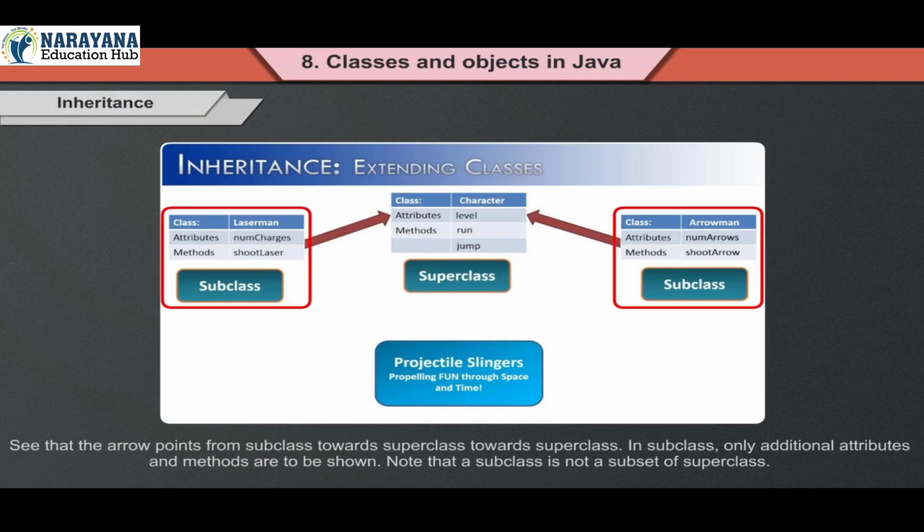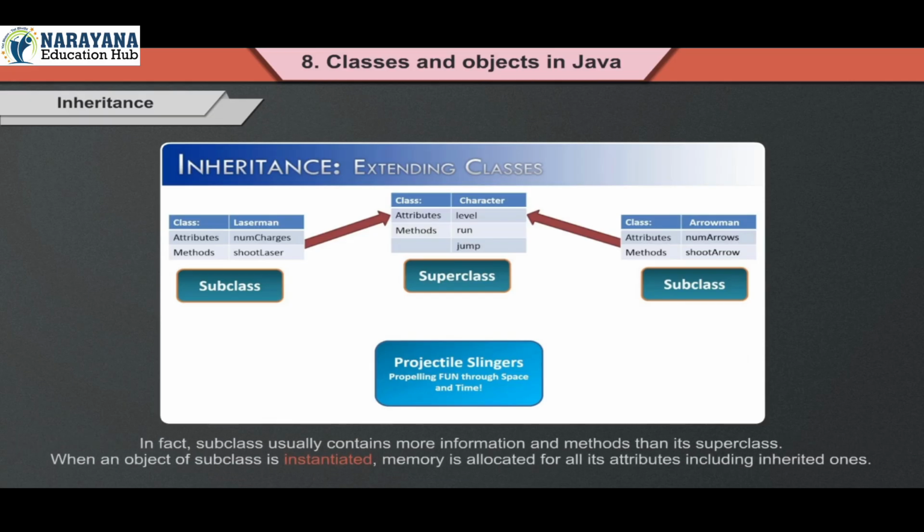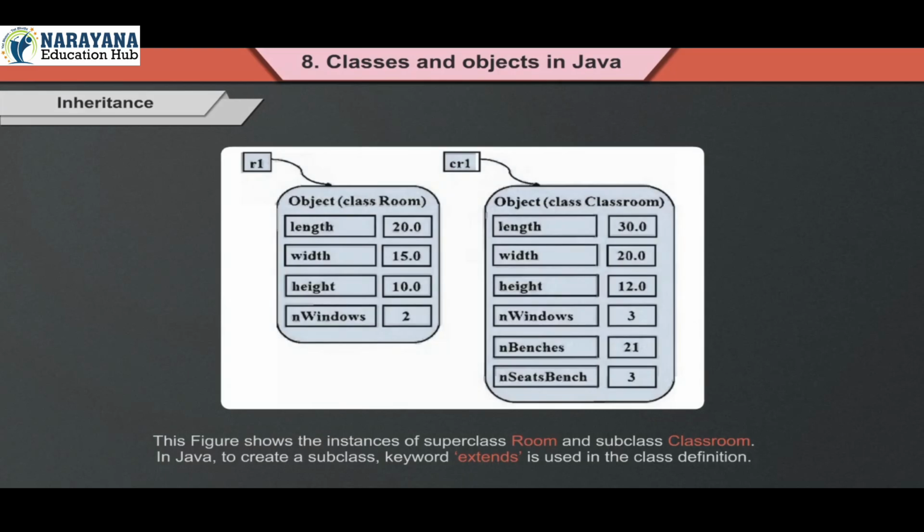In subclass, only additional attributes and methods are to be shown. Note that a subclass is not a subset of superclass. In fact, subclass usually contains more information and methods than its superclass. When an object of subclass is instantiated, memory is allocated for all its attributes, including inherited ones. This figure shows the inheritance of superclass room and subclass classroom. In Java, to create a subclass, keyword extends is used in the class definition.